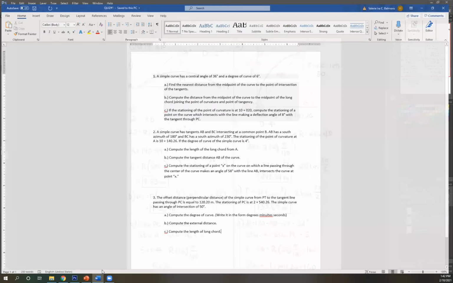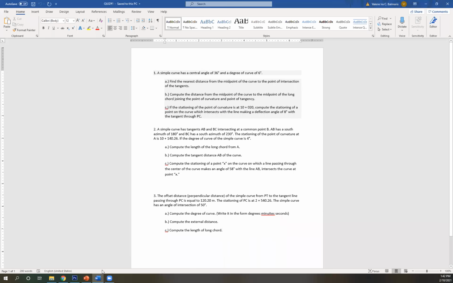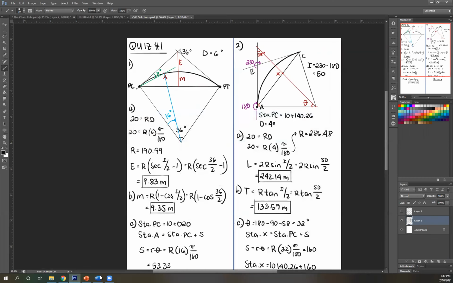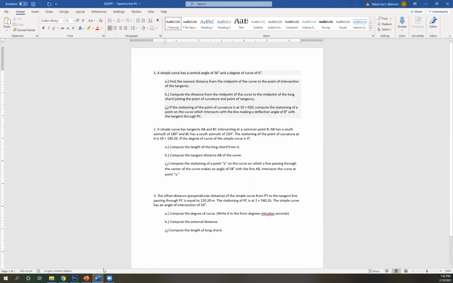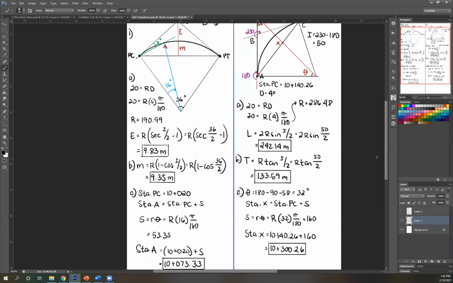So what are we looking for? Stationing of that point. So we're looking for station A. And remember, stationing is along the curve. So that means, to get the stationing of this, I need to know the length of this arc. We're given station PC, right? So to solve for station A, as you can see, station A is just station PC plus arc length, so plus S. And remember the equation S equals R theta. So that is what we'll solve.